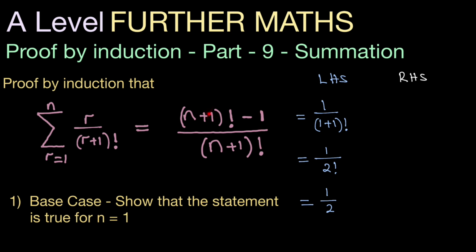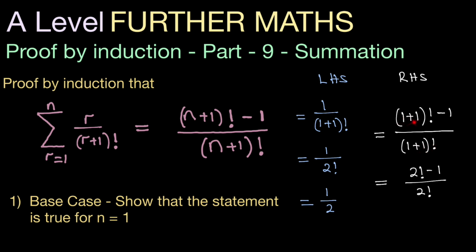For the right-hand side, you let n equal 1, and so that's 1 plus 1 factorial minus 1 over 1 plus 1 factorial. This is 2 factorial minus 1 over 2 factorial, which equals 2 minus 1, which is 1, over 2 factorial, which is 2 times 1, that's 2. So therefore, we got a half for the right-hand side, a half for the left-hand side. Therefore, for the base case, we're able to show that the statement is true for n equals 1.